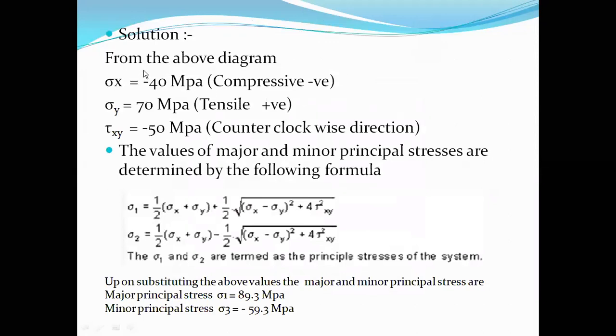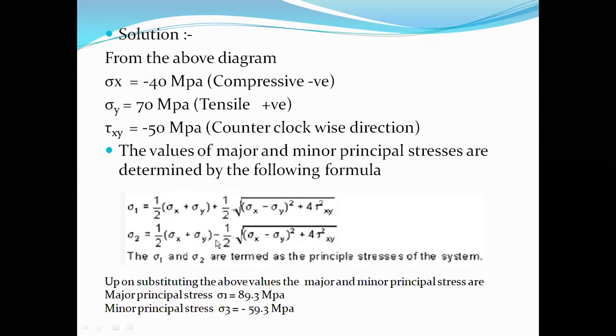So from the above formula, sigma x is equal to minus 40 because it is of compressive nature, sigma y is equal to 70, and tau xy is negative because it is of counterclockwise direction. We need to substitute those things into this formula. The formula for major principal is sigma x plus sigma y by 2 plus 1 by 2 into... Earlier the formula was a bit different, but it's the same formula. Only thing is we have taken the 1 by 2 inside. If I take it outside, then it's 1 by 2 square root of sigma x minus sigma y whole square plus 4 tau xy whole square.